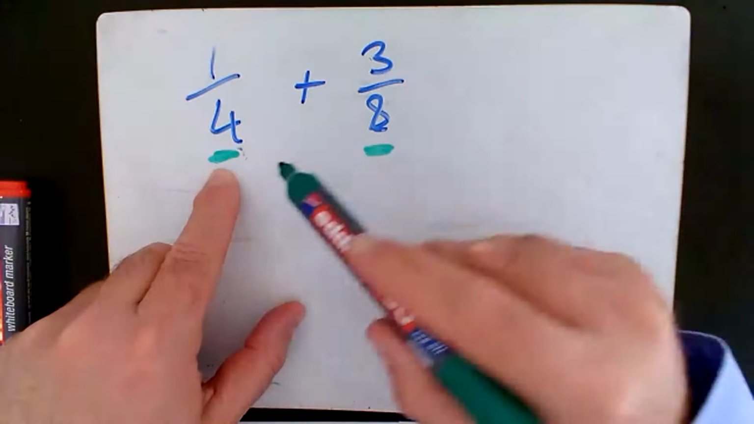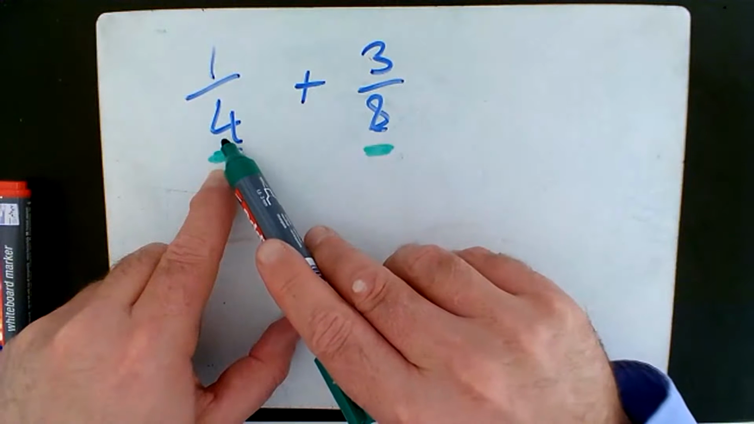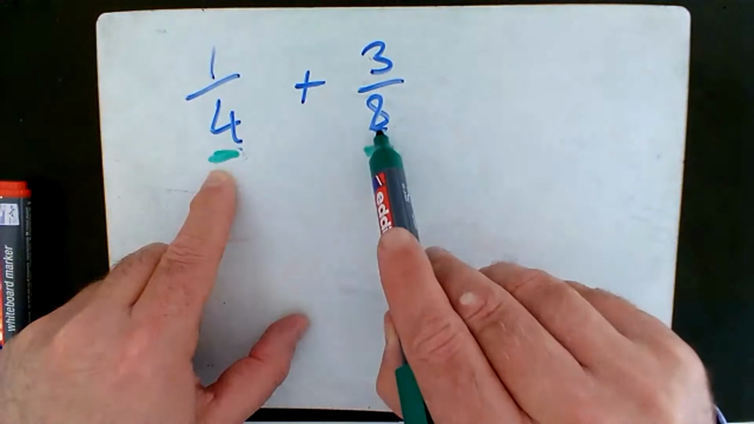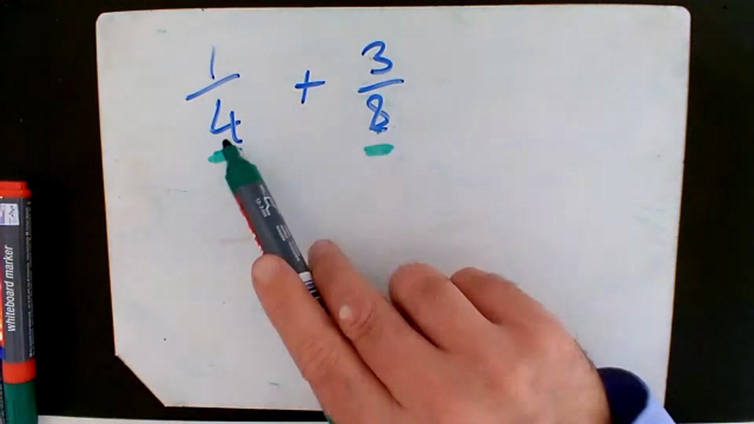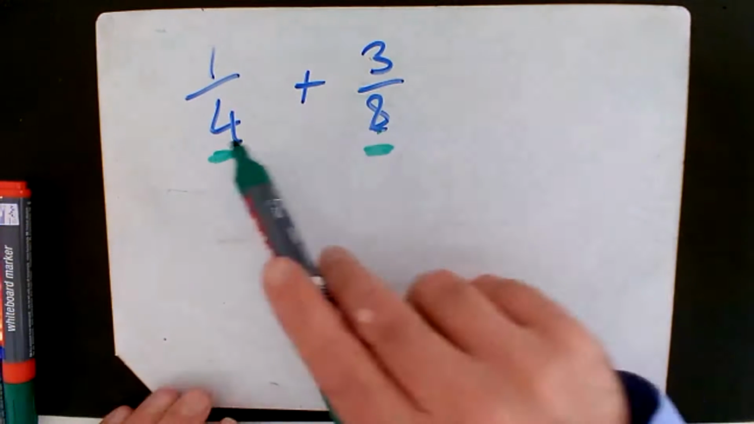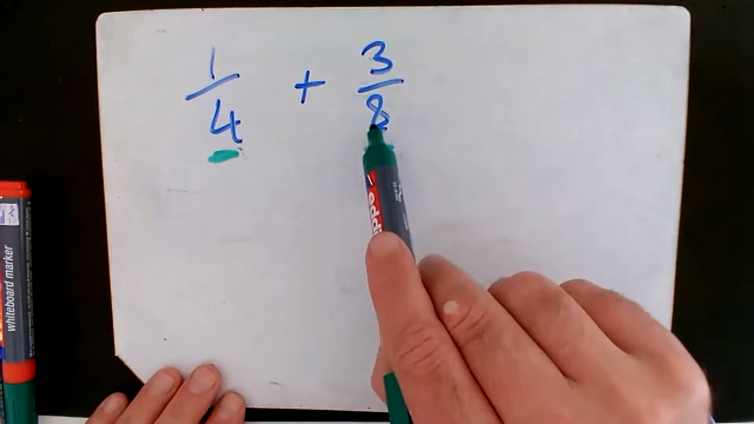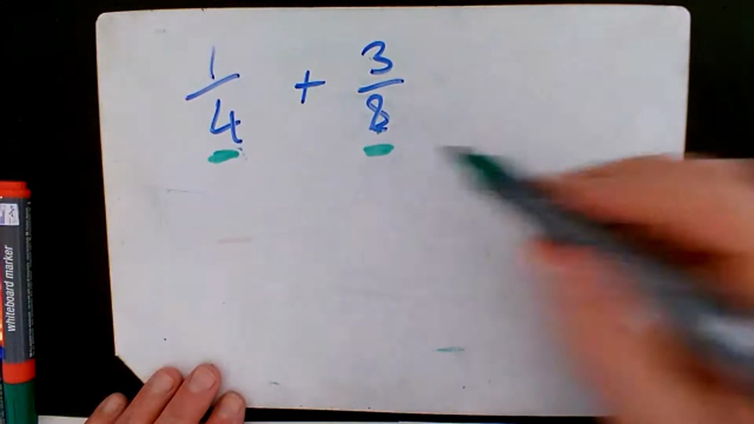So I look for my smallest denominator, and I ask myself, does it go into the bigger denominator? Does 4 go into 8? If I did my 4 times table, would I get 8? 4, 8, of course I would. So now I know that 4 goes into 8. I'm just going to turn my 1/4 into 8ths.